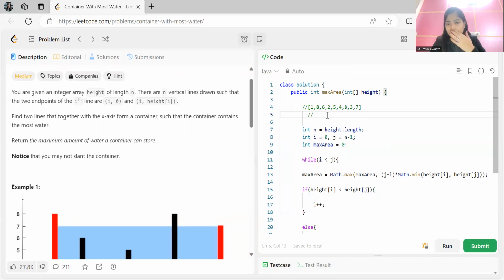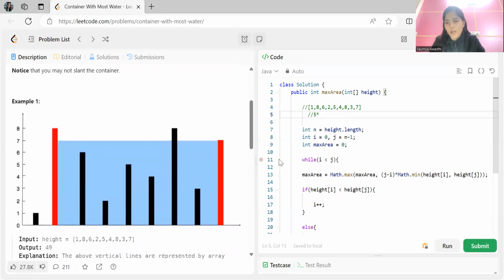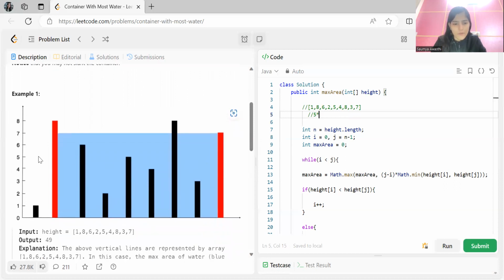So 8 and 5, let's say, as of now, if we have taken. Out of 8 and 5, which one has the minimum height? 5, right? And if talking about the width, 0, 1, 2, 3, 4. So 4 minus 1 is going to give us what? 3. So 15 would be the output, right? In case of 8 and 5, you can check from here also.